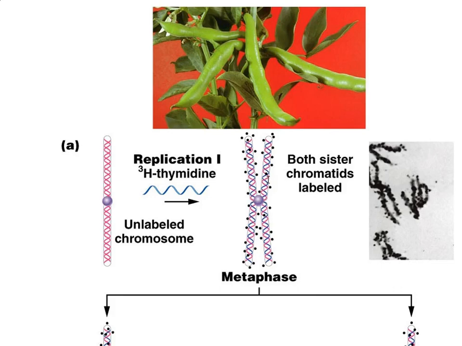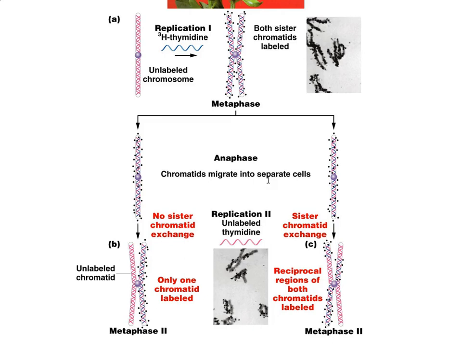So, labeled hydrogen, unlabeled, all unlabeled. What happens then? This is the critical part: this is the labeled, and all the rest unlabeled. So, generation one, what happens? Then one is labeled, one is unlabeled. One is labeled, one is unlabeled.